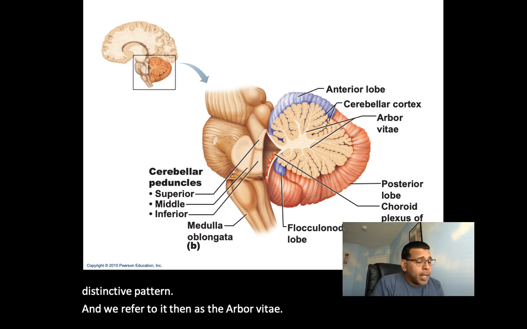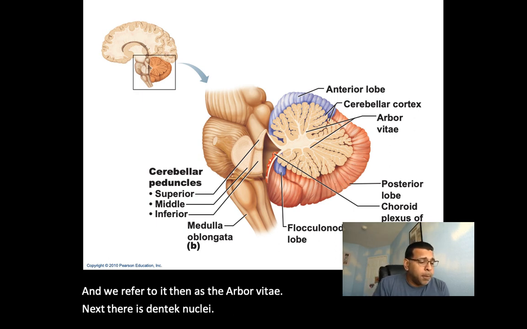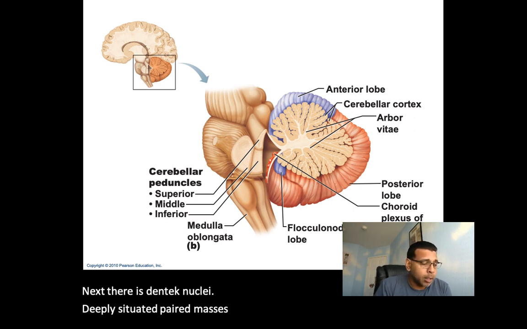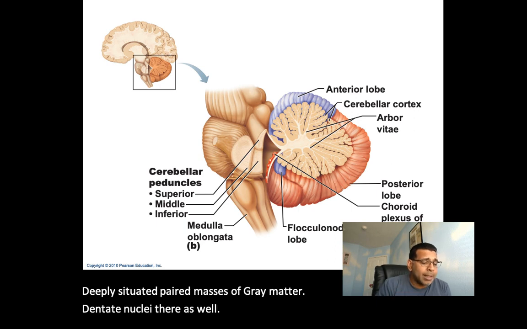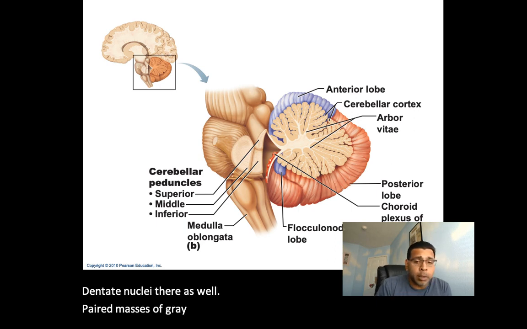Next, there are dentate nuclei, deeply situated paired masses of gray matter. Dentate nuclei there as well, paired masses of gray matter. So I want you to go through and get their functions down as well.